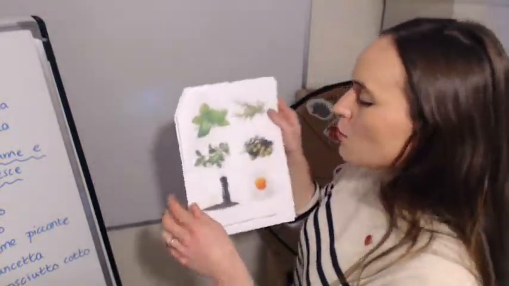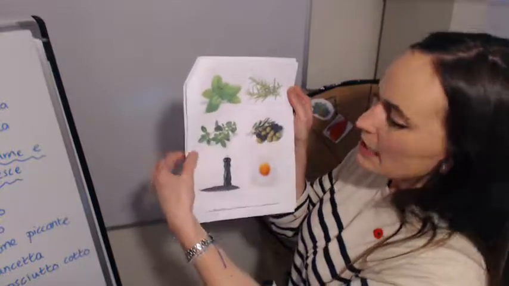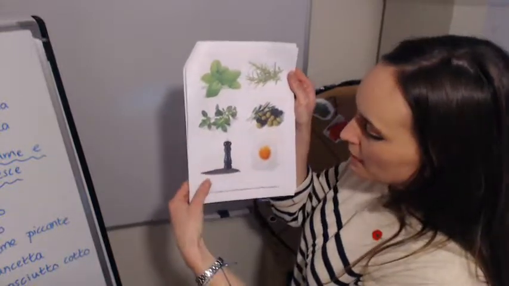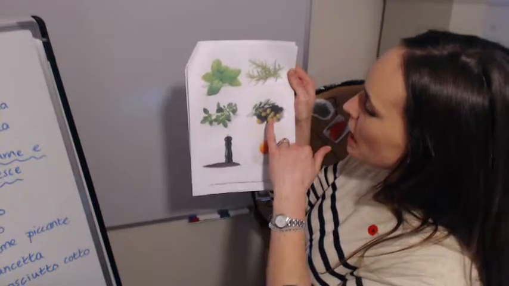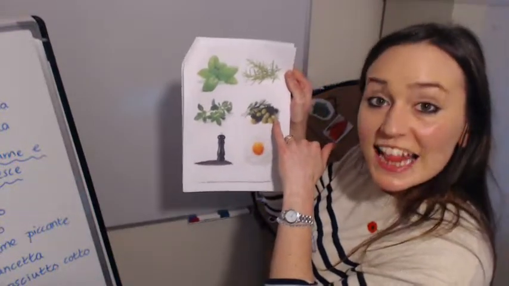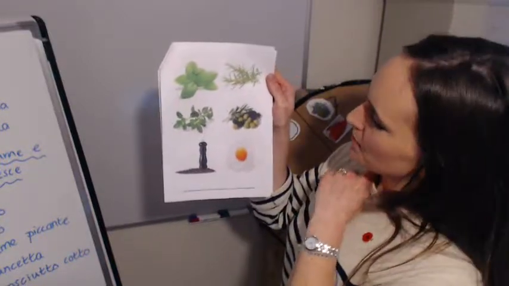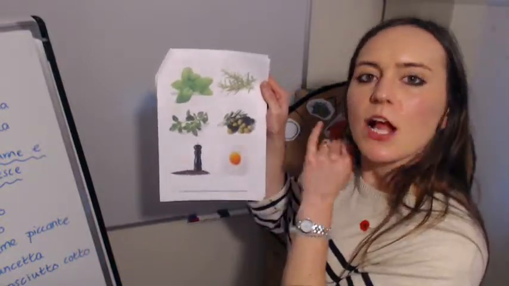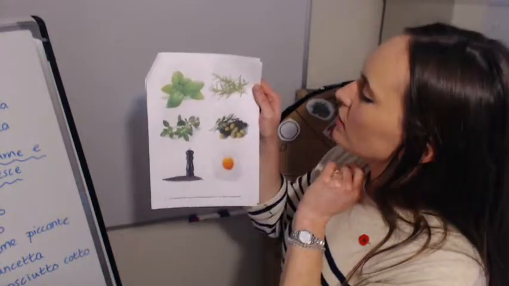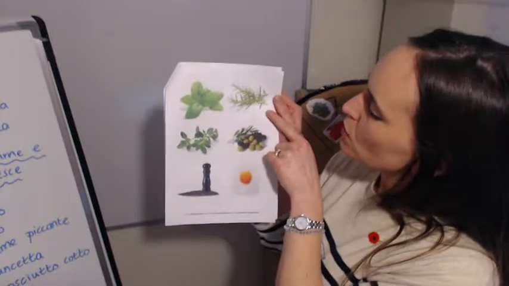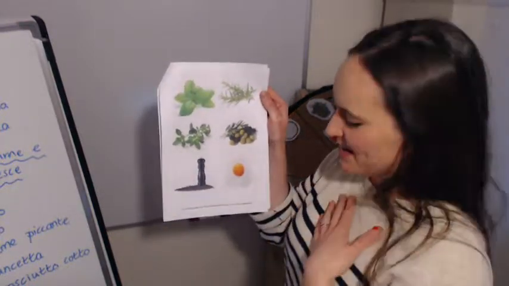Okay, abbiamo, we have il basilico, basil, il timo, thyme, il pepe, like black pepper, no pepper, le olive, olives, le olive, plural. If it was just the olive, it would be l'oliva, L apostrophe O, l'oliva. Che cos'è questo? Questo è il rosmarino, rosemary.